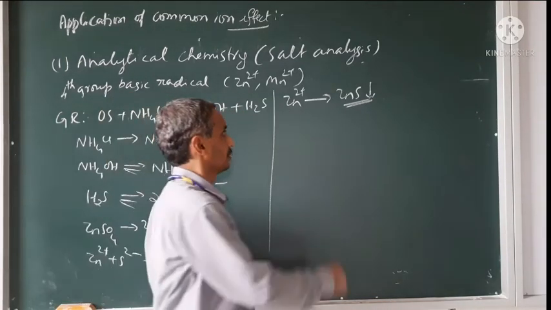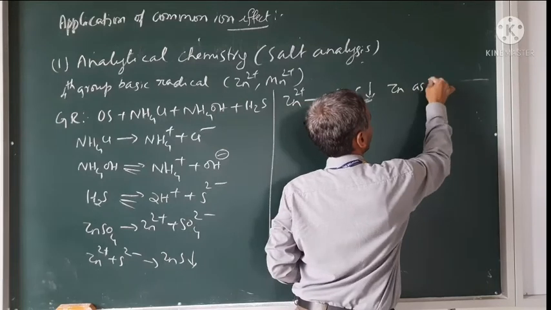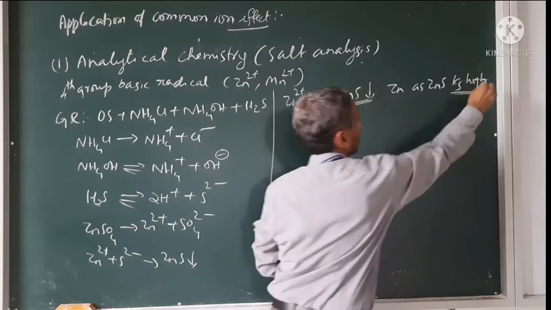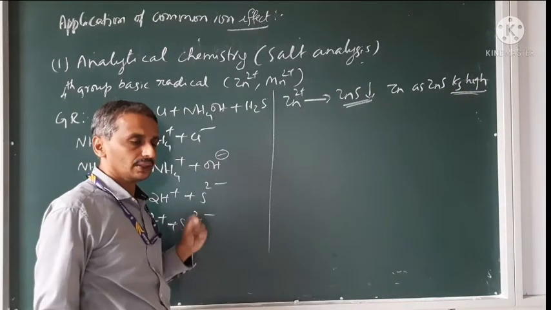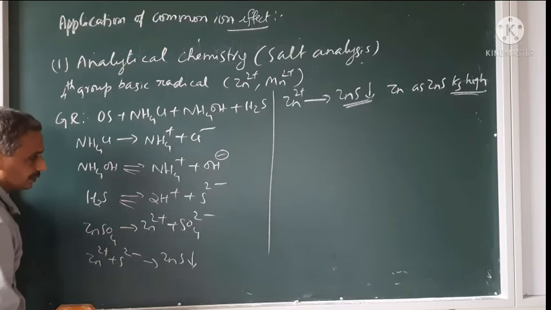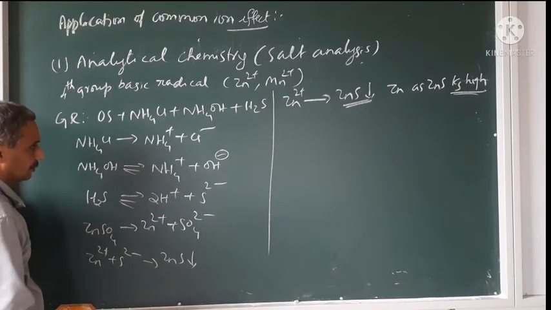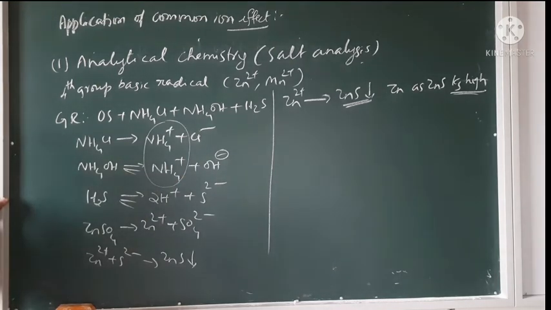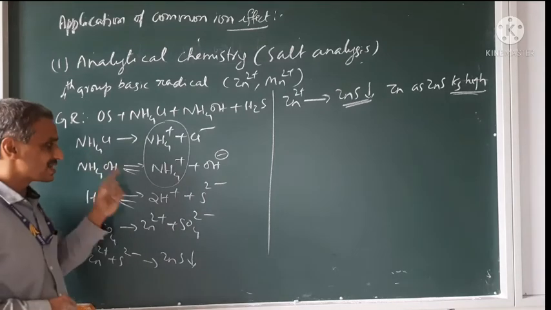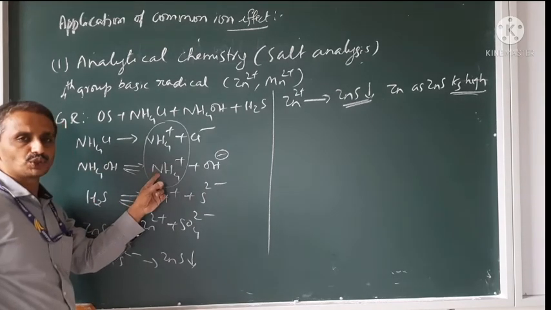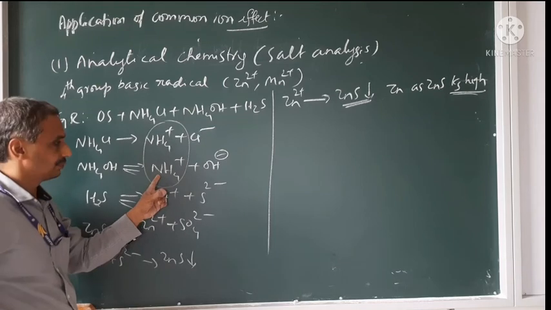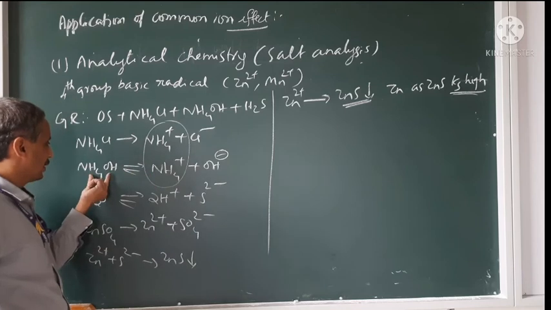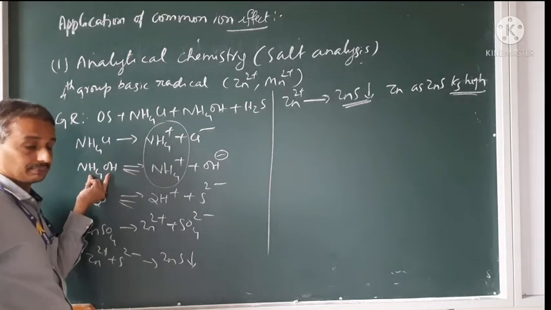Already said, zinc as zinc sulfide has a high Ks value, which I mentioned in the second group. Now what happens here? Let's see. There is a common ion effect. So there is a suppression in the degree of dissociation of ammonium hydroxide, since plenty of ammonium chloride is there.